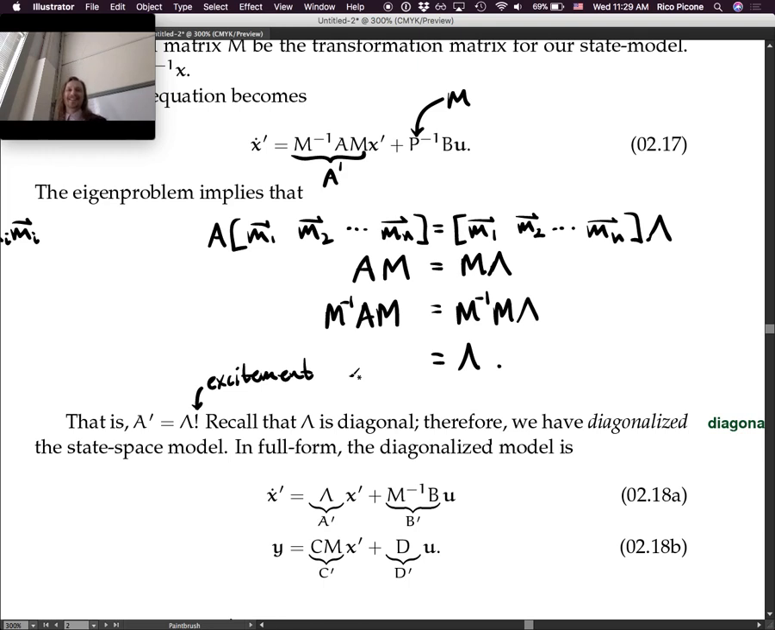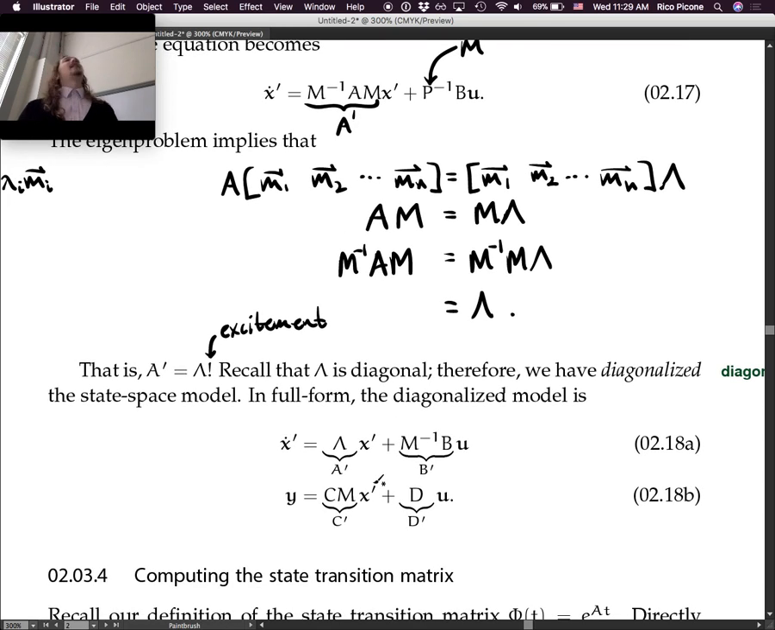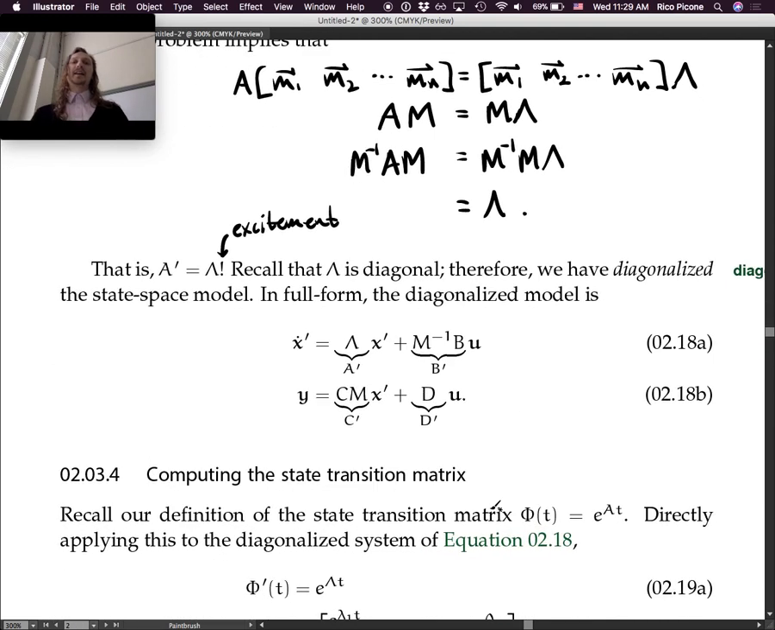Okay. So, recall that lambda is diagonal. Therefore, we have diagonalized the state space model. In full form, the diagonalized model is given below. So, the rest of them don't really have any magical representation. They're just M inverse B, whatever. But the A matrix is diagonalized, which is pretty cool.